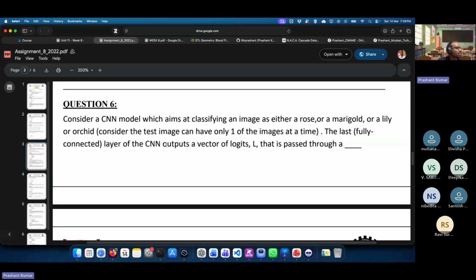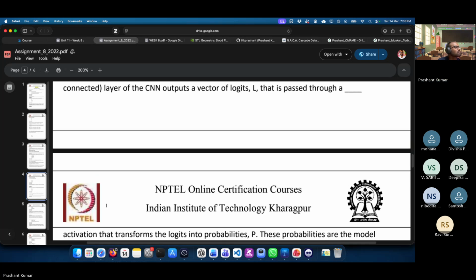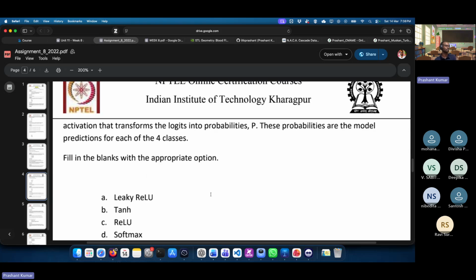The layer passes a vector of logits L through an activation that transforms the logits into probability space. The probabilities are transformed through an activation. So Softmax is the final one, right? Yes, ReLU is what we are using, but why Leaky ReLU?